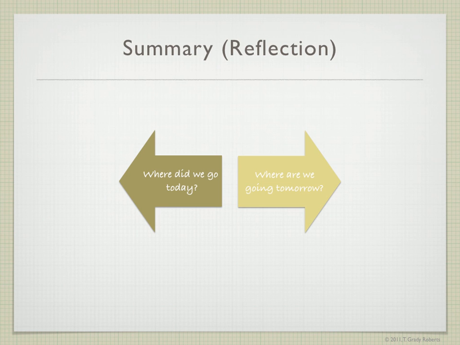Then we wrap up a daily class session with what we call the summary or the reflection. And so that talks about where did we go today and where are we going tomorrow. And so hopefully you're starting to see a pattern where we begin a daily class session with a preflection that kind of sets things up. We go through a series of activities. Then we end a daily class session with a summary or a reflection that reviews what you did today and sets up for what you're going to do during the next class session.